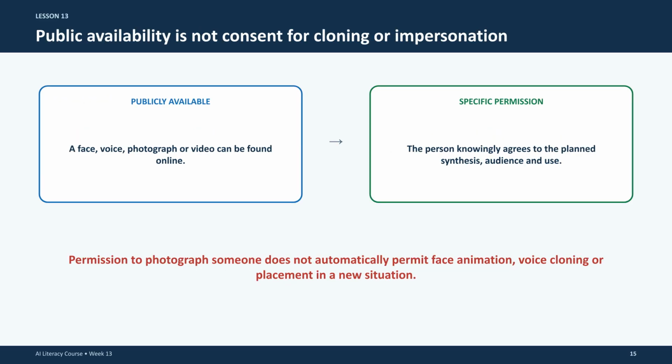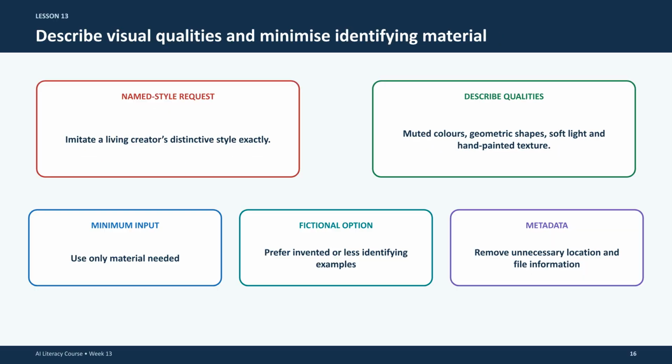Finally, remember that public availability is not consent. Just because an image or video is online does not mean you have permission to clone a voice or animate a face. Never perform these actions on an identifiable person without explicit, informed permission. When requesting styles, avoid naming living creators, as this raises significant ethical and legal concerns. Instead, focus on describing the specific visual qualities you need, such as color palettes, lighting, textures, and geometric styles. This approach is both safer and helps you achieve your creative goals.